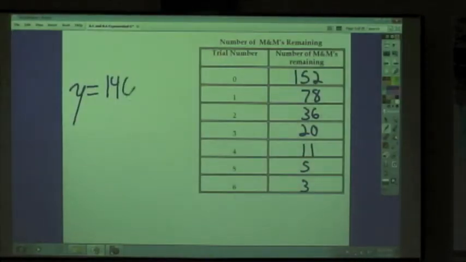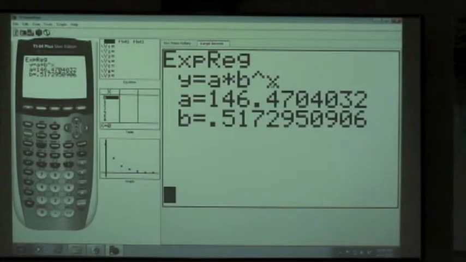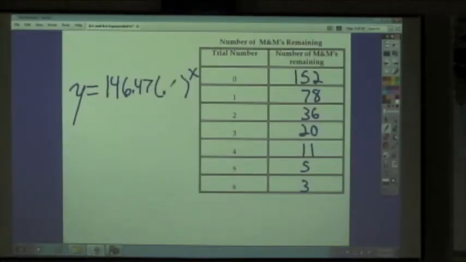In other words, it's telling us that our function, our beginning amount, is 146.47, and inside our parentheses, raised to our power, the b to the x power, like we talked about in class, our rate and things like that, is 0.517, or we can round that to 0.52.